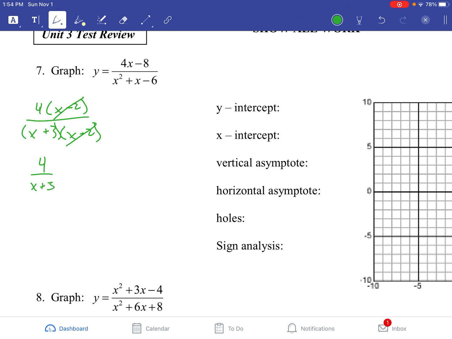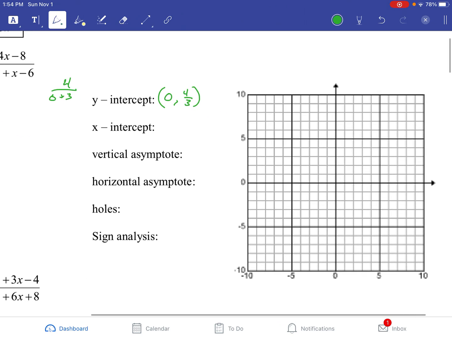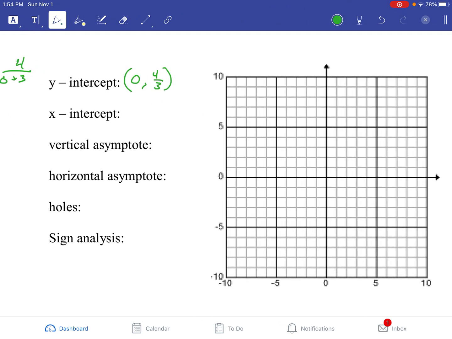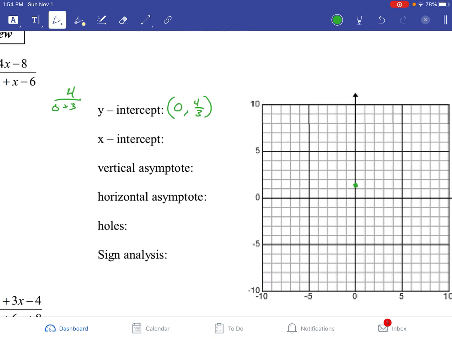Okay. So now for our y-intercept, we're going to take the numbers at the back end after you put 0 in for all the x's. If you had 0 for the x's, it would look like this. It would be 4 over 0 plus 3. So you're going to have 0, 4/3. Please make sure you put this answer in the form of a point. Okay, so I'm going to put over here our y-intercept. It's going to be over 1, so it's going to be like right there.